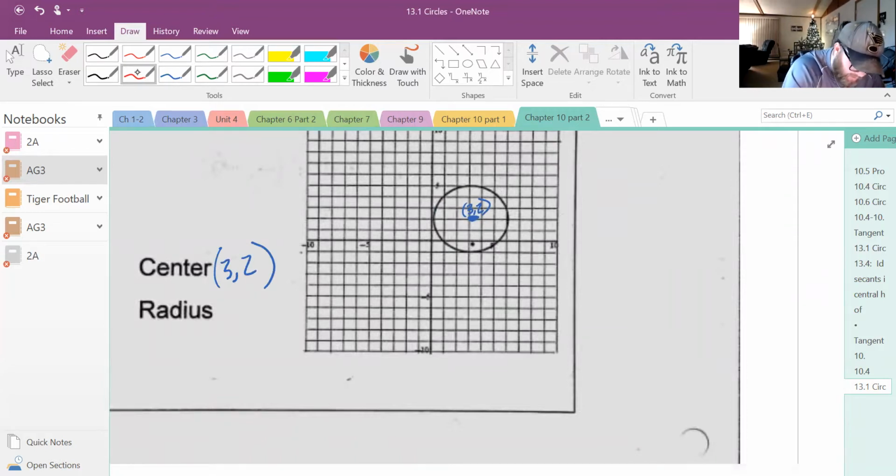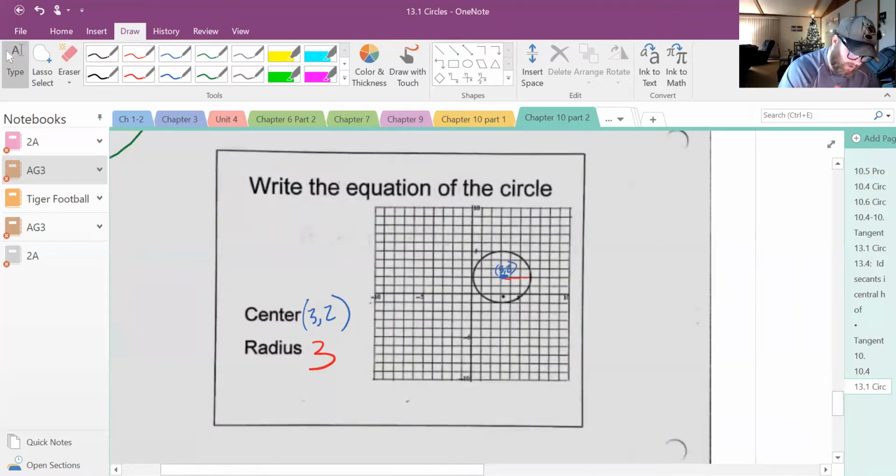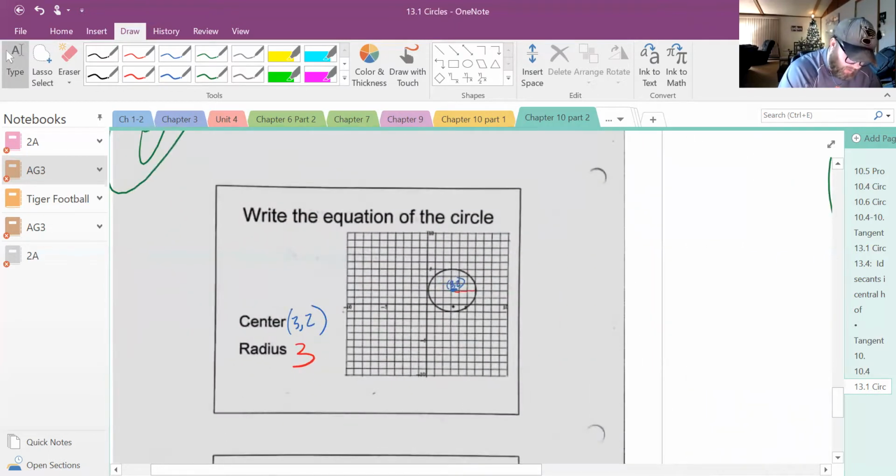My radius, all we got to do is count from the center. 1, 2, 3 to the outer edge of the circle. Okay, so my radius is 3. All right, so now we have the center and the radius. Now all we got to do is write the equation.